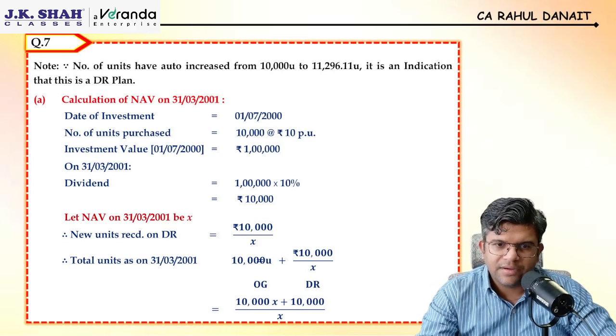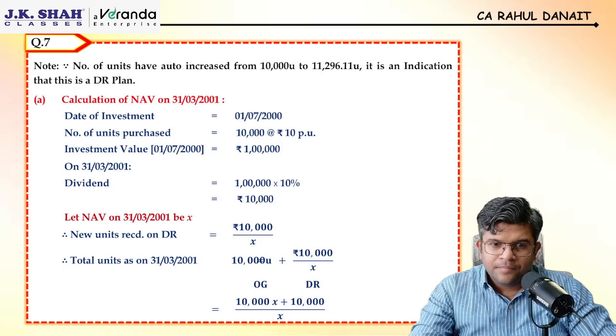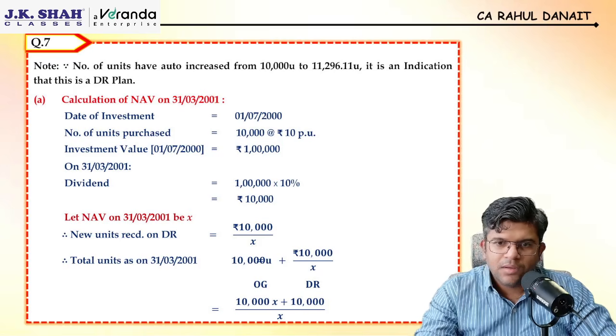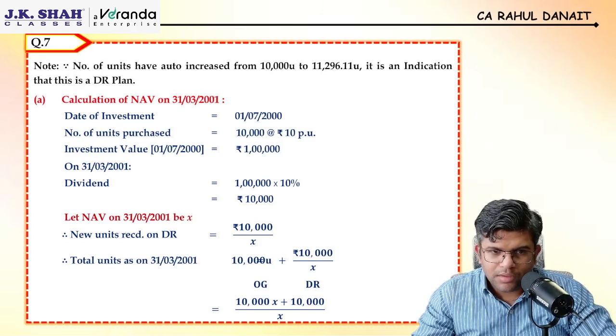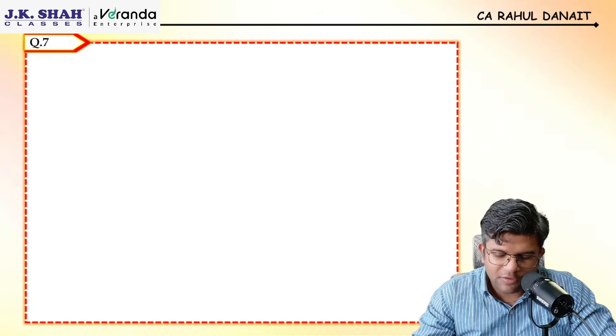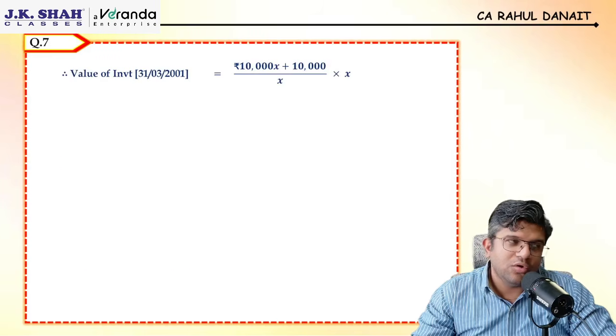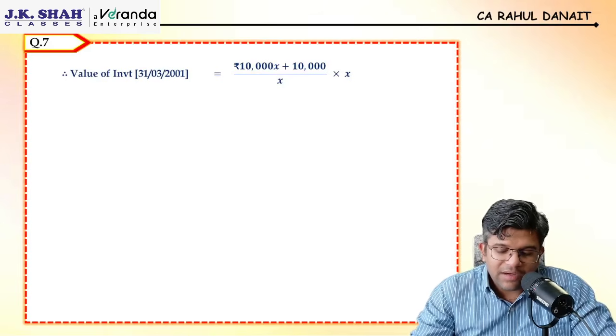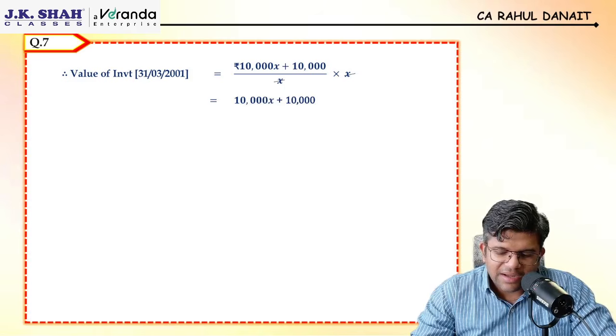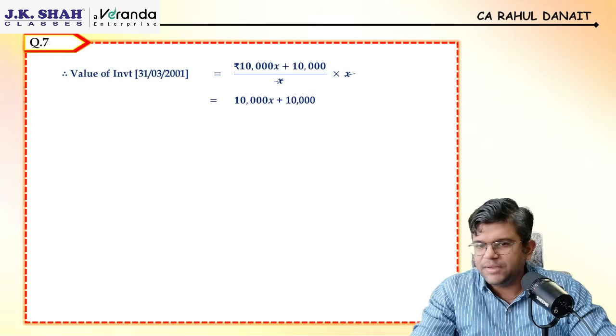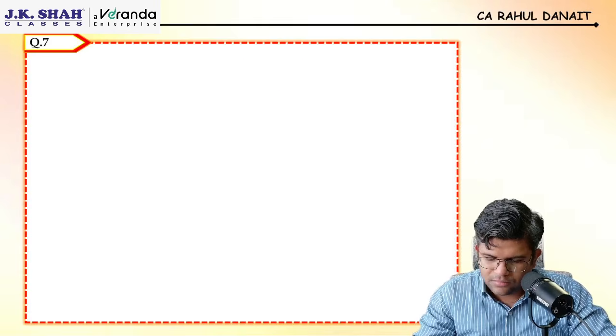Is everyone done? So now these units, do you realize, are the total units you have at the end of that particular period? So do you realize the value of your investment will be number of units multiplied by the NAV per unit? And in that, X and X will get cancelled, and what will be left is only 10,000 X plus 10,000. This is the value of your investment, V1. Please copy.